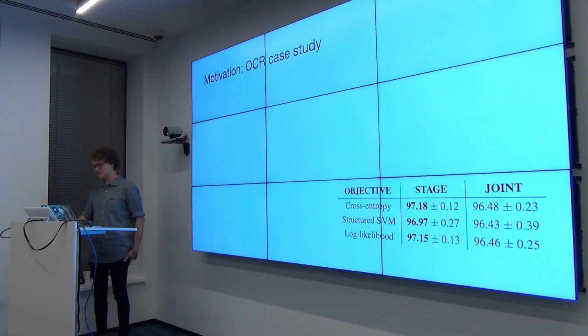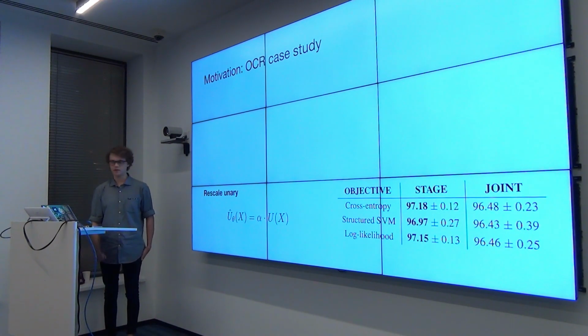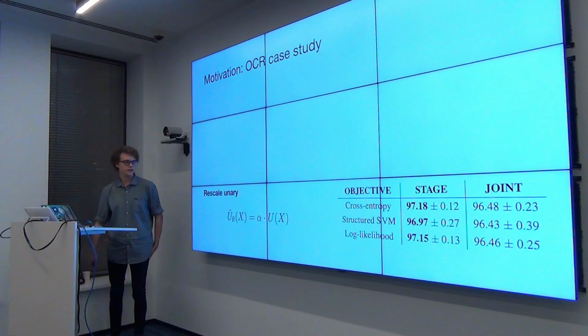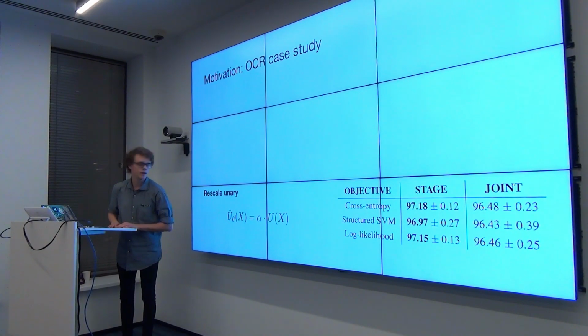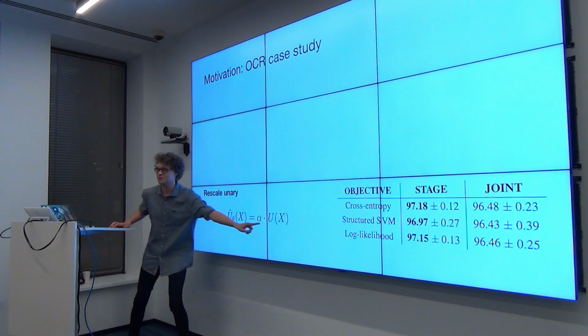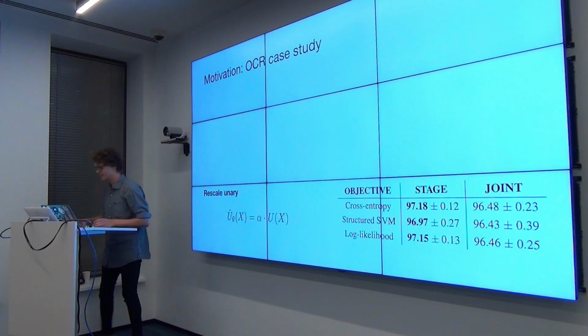So let's consider the reparameterization of unary potentials. We just scale the unary potential by some constant factor alpha. And why does the unary potential not depend on theta? It actually depends. It should be theta here. Sorry.